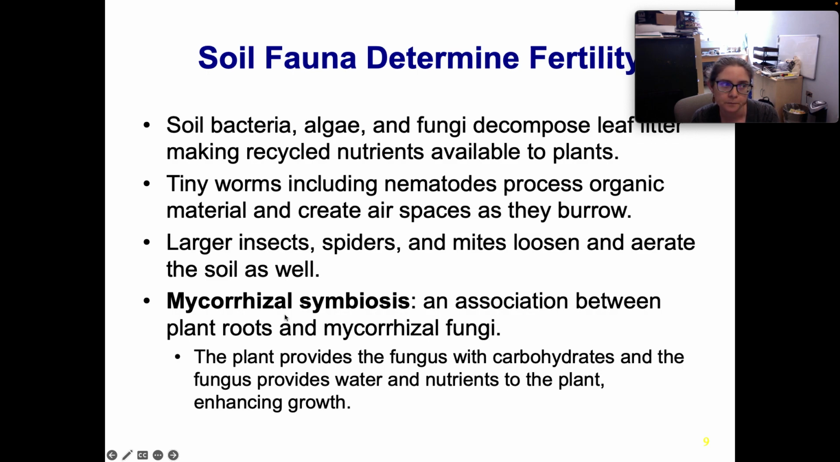They should not be confused with nitrogen fixing bacteria, which pull nitrogen out of the air and make it available. Mycorrhizae are doing something a little bit different. They're not getting nitrogen, they're not adding nitrogen to the soil. They're helping the plant get nutrients that are already in the soil out more easily.